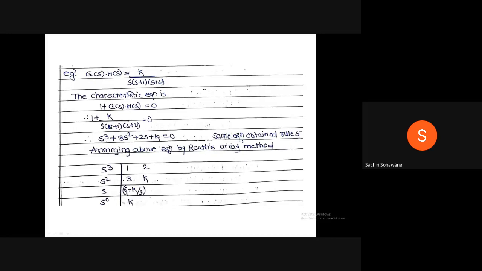Now in front of S what you have to do? 3 into 2 minus K into 1 divided by 3. Therefore 6 minus K divided by 3. Similarly for S raised to 0 you have to write K into this 6 minus K divided by 3 minus 3 into 0 divided by 6 minus K divided by 3. Therefore K value is there.